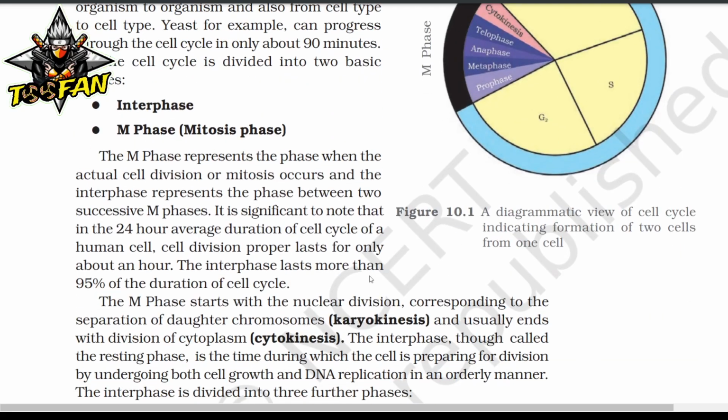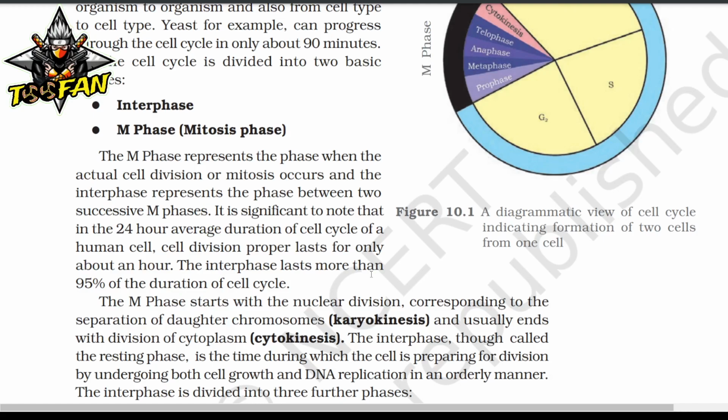The M phase represents the phase when the actual cell division or mitosis occurs, and the interphase represents the phase between two successive M phases. It is significant to note that in the 24 hours average duration of the cell cycle of a human cell, cell division proper lasts for only about an hour. The interphase lasts more than 95% of the duration of the cell cycle. The M phase starts with the nuclear division corresponding to the separation of daughter chromosomes, karyokinesis, and usually ends with the division of cytoplasm, that is cytokinesis.